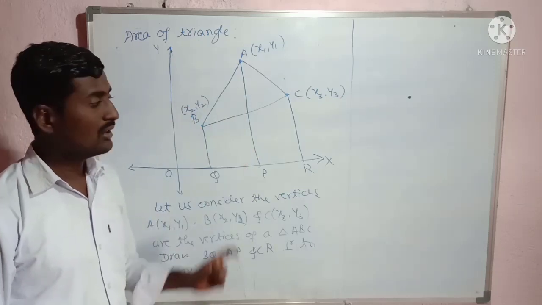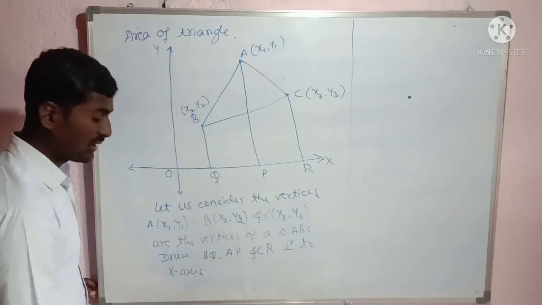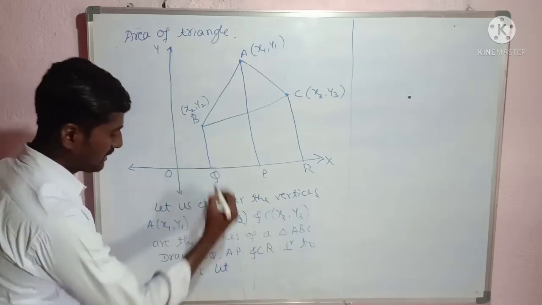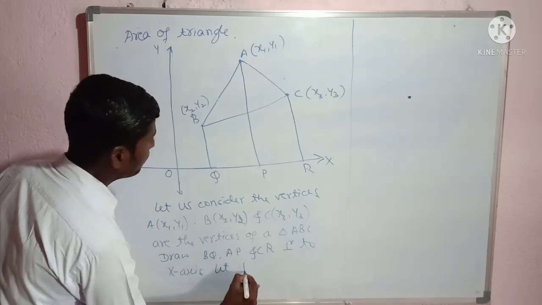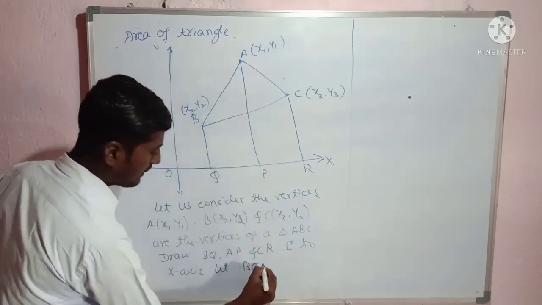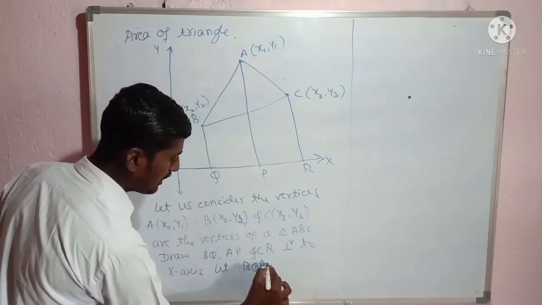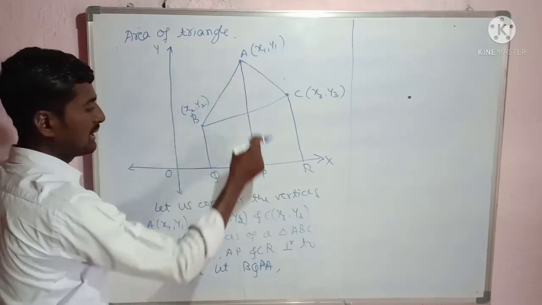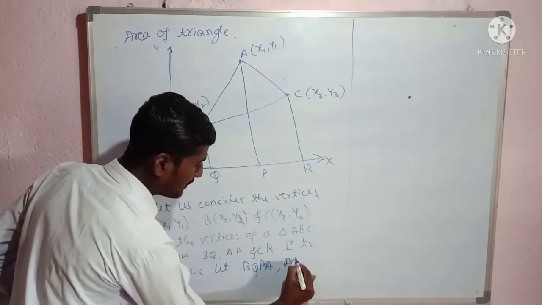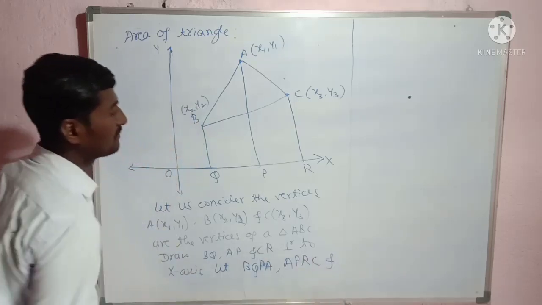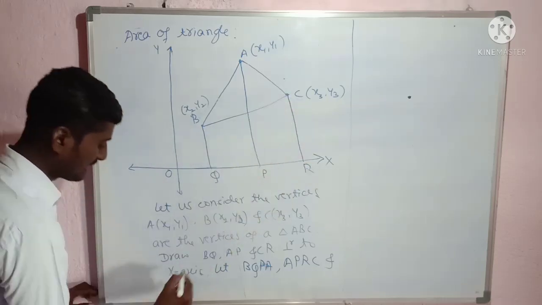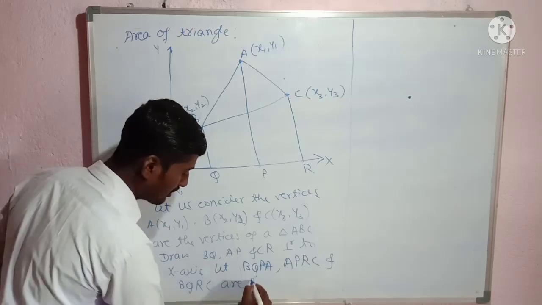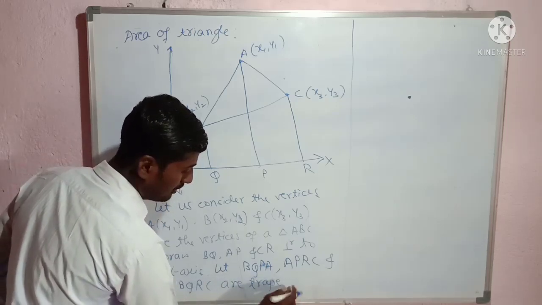First, I'll write the formula for the trapezium. Before that, I'll write: let trapeziums BQPA, APRC and BQRC be trapeziums. Okay, we got them.